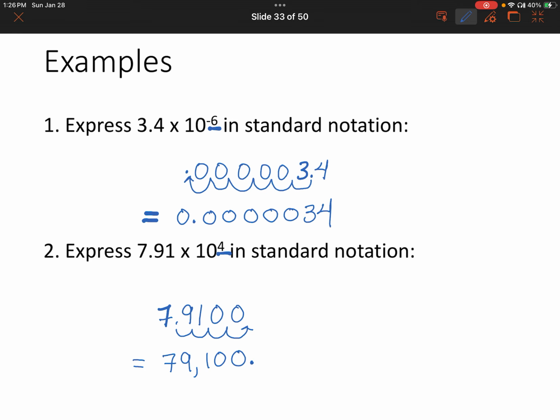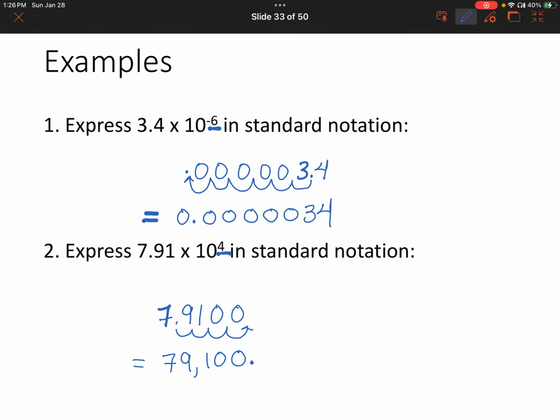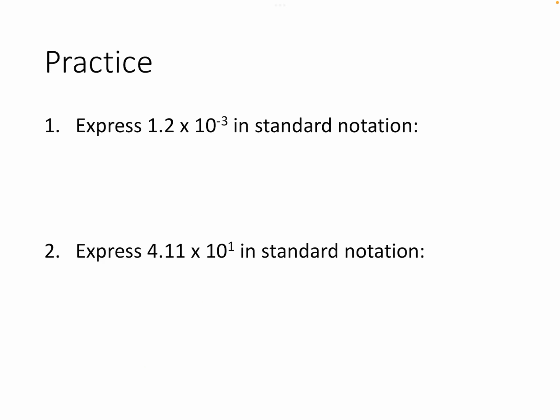All right, so let's see if you can do this on your own. See if you can write 1.2 times 10 to the negative 3 in standard notation and 4.11 times 10 to the 1 in standard notation. So pause the video, try it on your own, and then we'll go over it together.